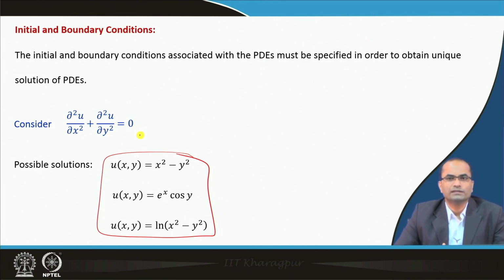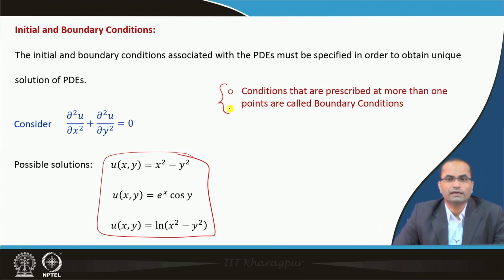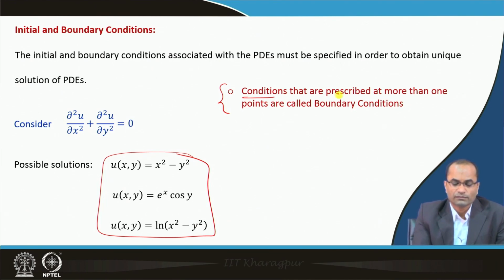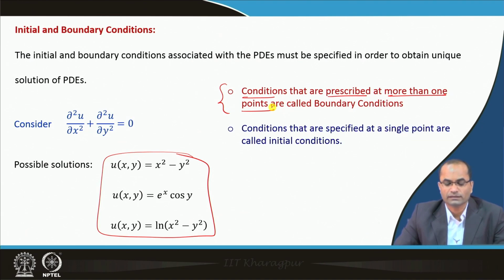So, we have to specify some extra conditions with this partial differential equation to have a unique solution of this problem, and then only can we discuss that unique solution later on. There are two types of conditions which are prescribed along with such partial differential equations. The conditions that are prescribed at more than one point are usually called boundary conditions, and on the other hand the conditions that are specified at a single point are called initial conditions.